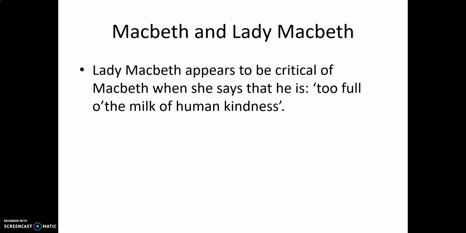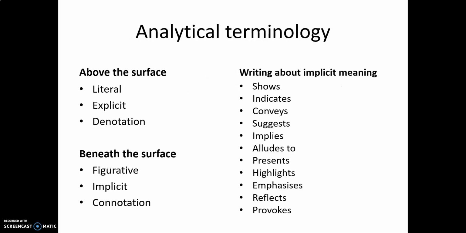So I want to get these back, and I'll put all of the details on Schoology. And I want you to be thinking about this: what is above the surface? What is the literal, the explicit? What's the denotation? You can think about all of these terms, using the language there, the vocabulary on the right, shows, indicates, conveys, etc. When we're talking about what is beneath the surface, the implicit meaning, the figurative meaning, looking at the full connotations of the text.